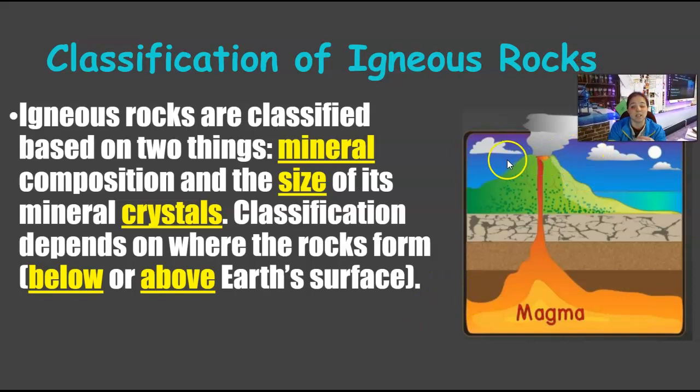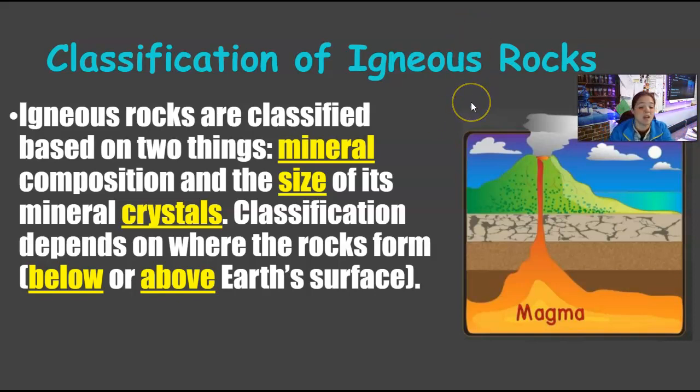So how do we classify igneous rocks? Well, they're classified based on 2 things. That's the mineral composition, like what minerals make them up, and the size of the minerals, the crystals. So what I mean by this is, if you see this, it has big chunky crystals, especially right here, this one right here, that's a big crystal, as opposed to the tiny little crystals that you can just see shining, the minerals that make up that. All right.